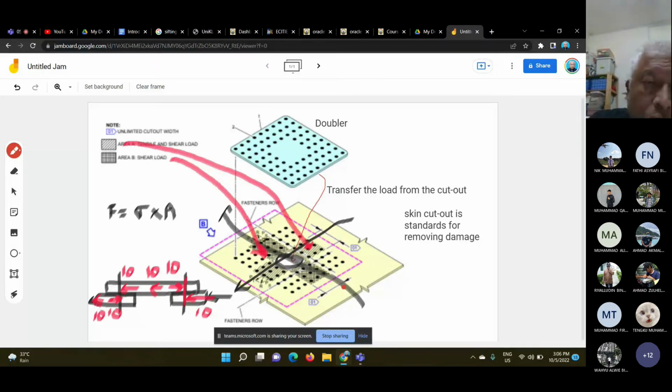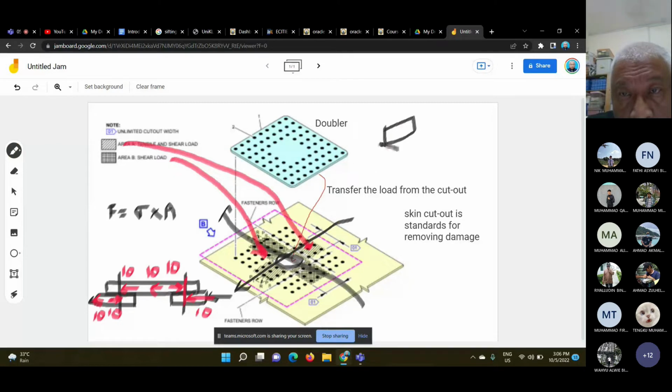Similarly, on what we have done before on the doubler, on the angle repair, this is on the skin repair. The concept is the same. The only difference is because here is a skin, it's not as straightforward as when we have an angle.